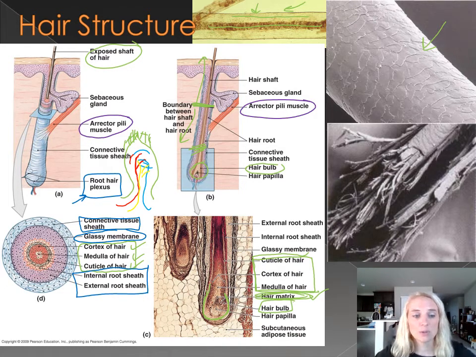Anybody want to take a guess at what the erector pili muscle might do? As I talk to my computer and not an actual person. But you guys are out there. I know you are. We'll have this fun discussion in lab as well.